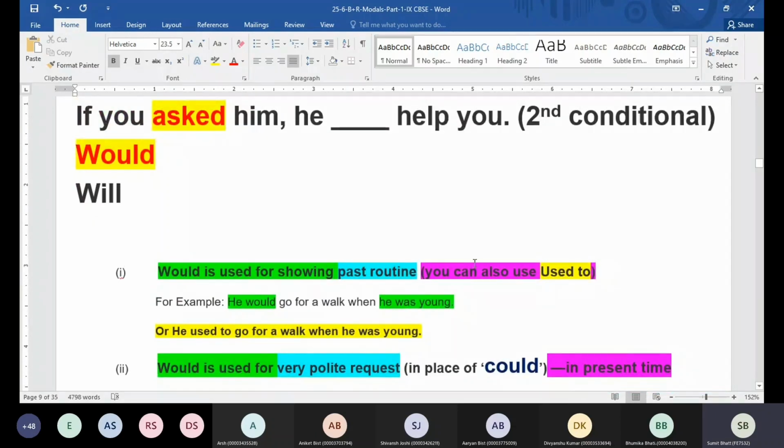Apart from that, guys, would is also used when we are referring to a past routine of a person. Okay, that's one use. A past routine of a person is also going to take would. Like, he would go for a walk when he was young. So we are referring to a past routine of the person. We are not talking about the ability of the person here. Rather, we are talking about a thing which was possible in the past.